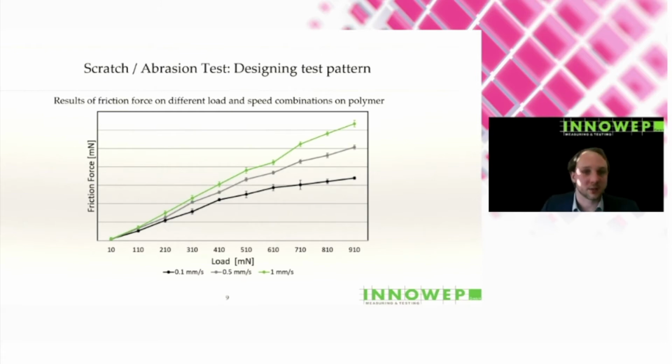So what you can see here is a graph showing the friction force on a sample polymer surface under varying loads on the x-axis and different speeds in different colors. And what you will probably notice is that the friction force doubles when we increase the speed on the sample surface under test by a factor of 10. And this is already at 1 Newton load, and it only gets worse. So speed definitely is an important factor when it comes to test design.